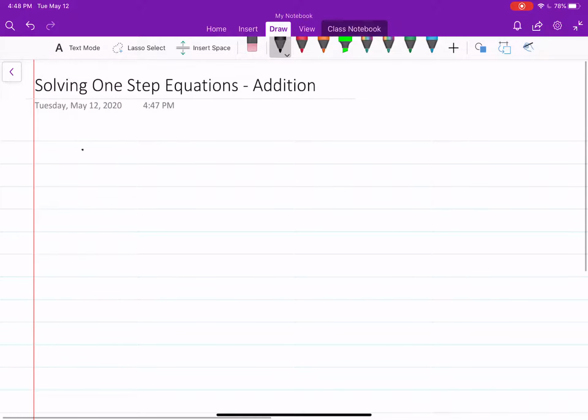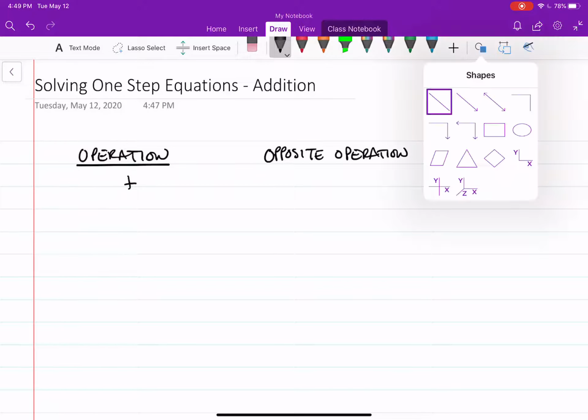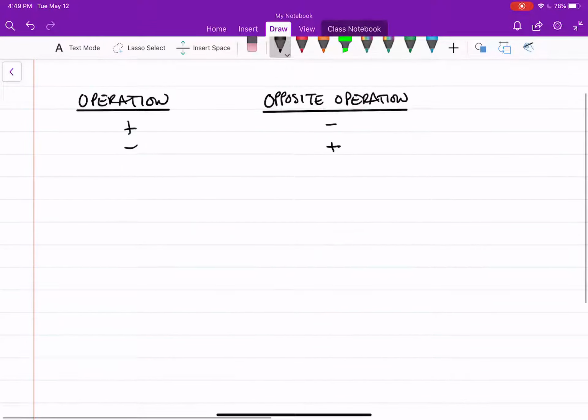So if I said the operation was addition, you would say that the opposite operation would be subtraction. And if the operation was subtraction, the opposite would be addition. Now this goes along with the additive inverse, okay?